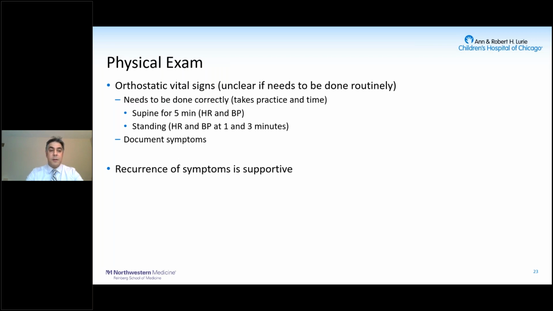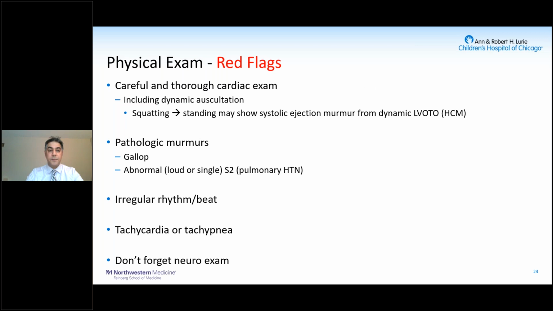More than the heart rate and blood pressure, I think if they have symptoms is very helpful because it shows you that, again, they're experiencing these symptoms, which is supportive to your diagnosis. That being said, having symptoms during orthostatic vital signs is supportive, but again, if there are red flags in other areas, it does not rule out that there could still be some underlying cardiac or concerning issue.